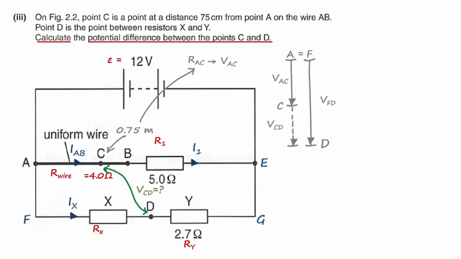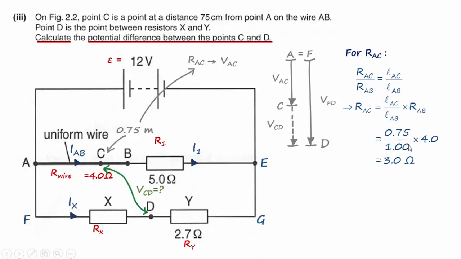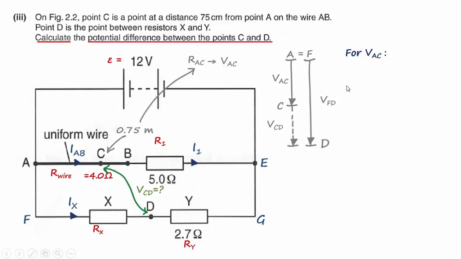So, we will first determine RAC. Since this is a uniform wire, we know that the resistance is proportional to the length of the wire. Hence, RAC over RAB equals LAC over LAB. Rearranging and making RAC the subject of the equation and substituting the values in, you will get RAC to be 3 ohms. With that, we can determine the potential difference across AC.